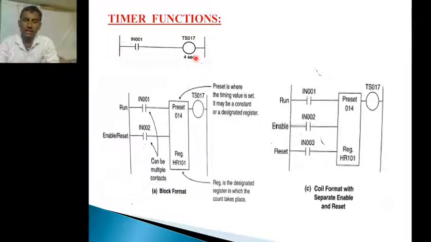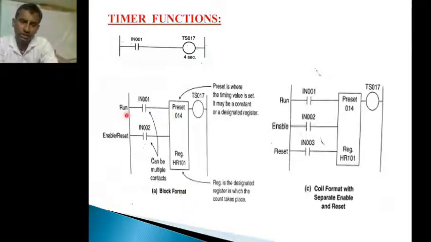Because of that reason, we can modify the timer function syntax, in this manner: one run input and one enable or reset input. The timer is normally represented in two ways, block format and coil format. In most cases we prefer the block format only. We will not analyze the coil format throughout this chapter and subject, so I will teach only the block format. I am explaining the syntax for the block format of the timer function.